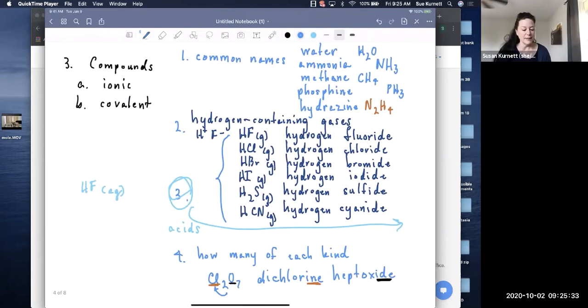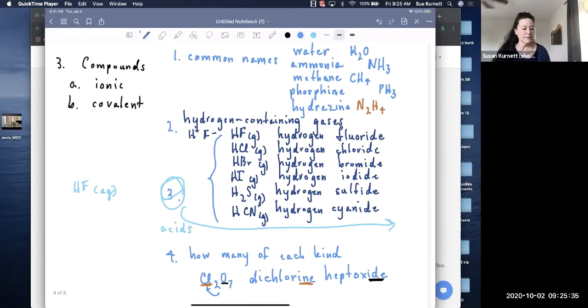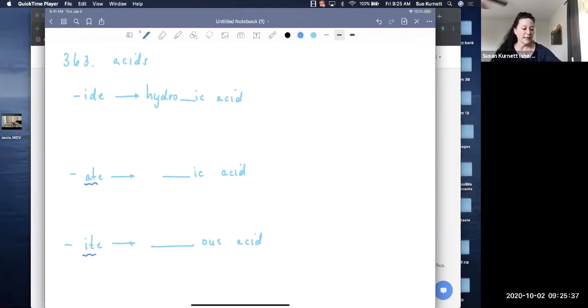These are ides because there's no oxygens. Ates and ites are all oxygen containing. So if the acid doesn't have an oxygen, it's a hydro-ic acid.